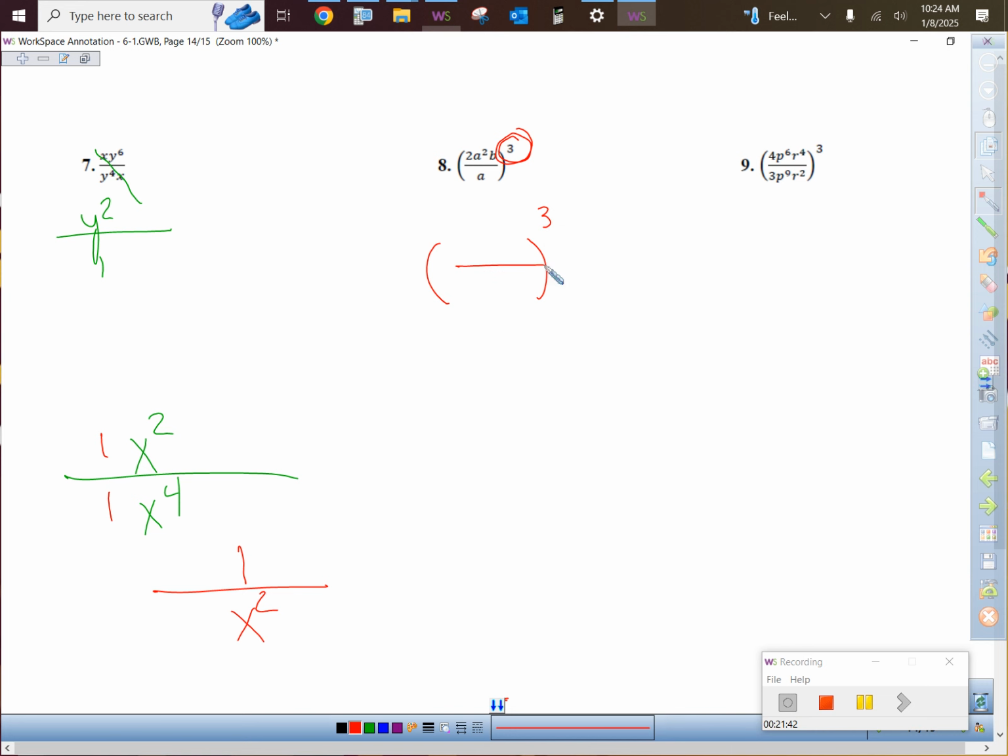So I'll put me a fraction bar inside, and I'll roll one at a time. Coefficients, there's just a 2, right? A's, okay, I can play the game with that, right? Where are there more A's?